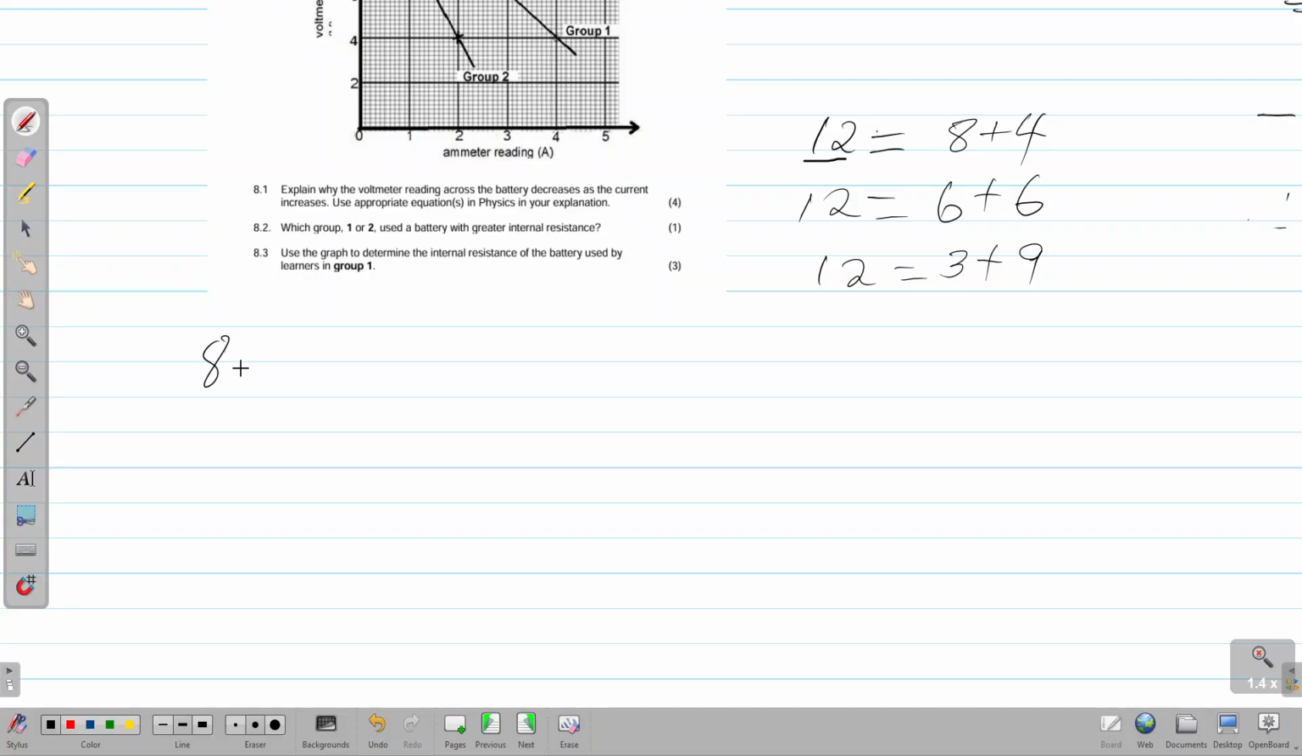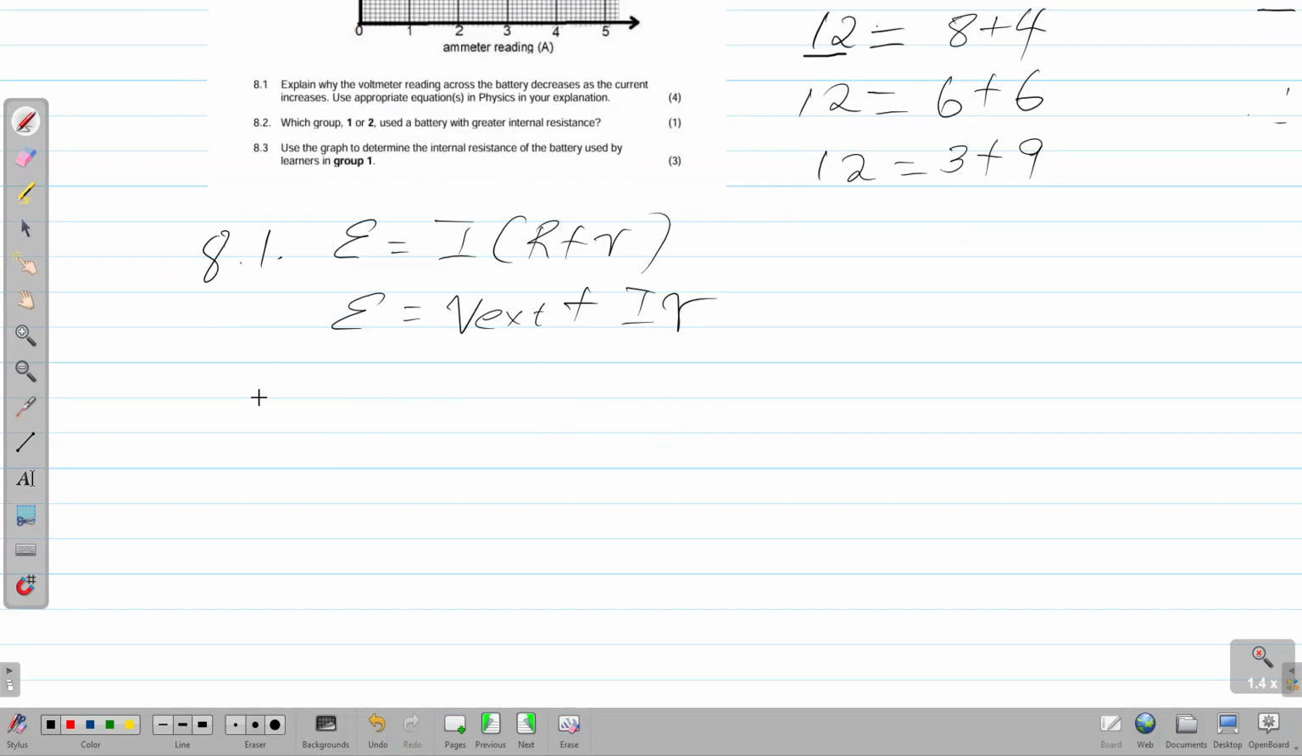So for 8.1, we will have EMF is equal to I into R plus small r. And I'm going to write it as V external plus I R. Okay, so then the explanation goes as follows: the EMF is constant. So that's the first point, that the EMF is constant.